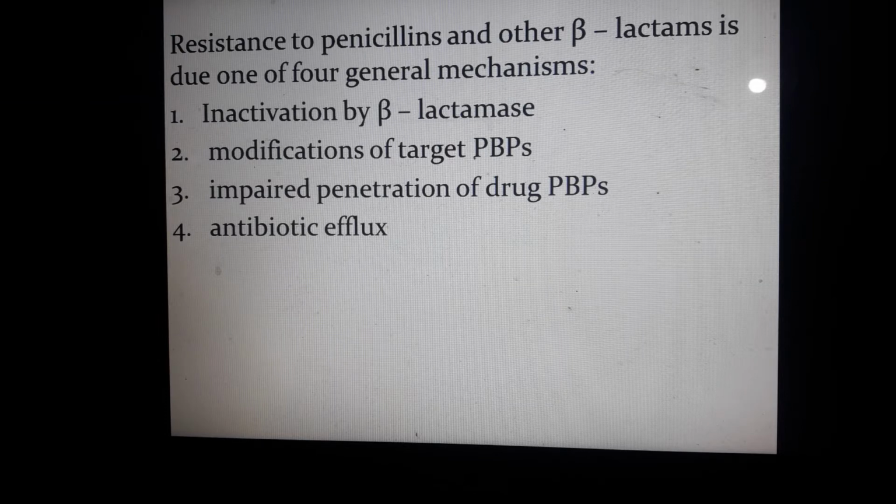impermeable, meaning the penicillin binding proteins cannot easily penetrate because of the impermeability of the cell structure or the cell membrane of the bacteria. Okay, and we have the antibiotic efflux system, as we have discussed. When you say efflux, the bacterial cell is going to pump, or extrude, or exit the antibiotics. So that is what we call the efflux system.